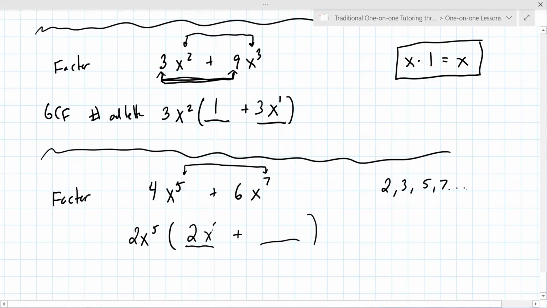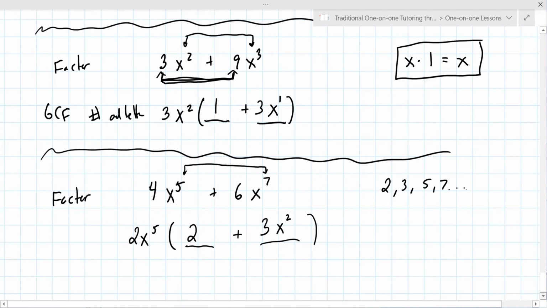Well, if I put x to the 5th here, x to the 5th times x to the 5th gets you x to the 10th, and we want x to the 5th. Okay, sorry. So it's just 2. Now what about over here? That one is plus 3x squared. Okay, 5 and 2 go together to make 7.